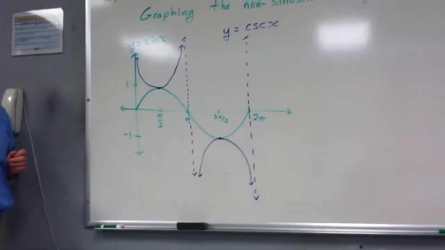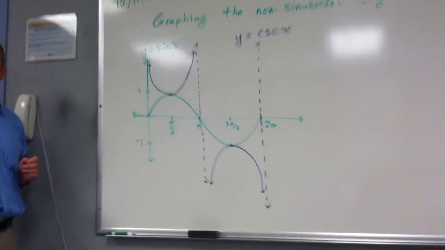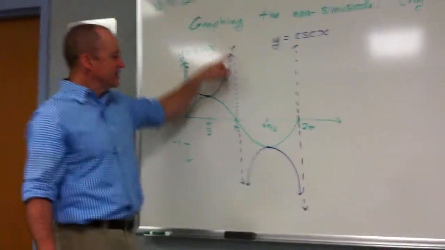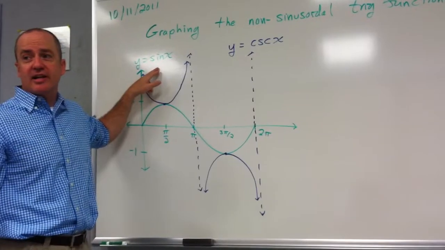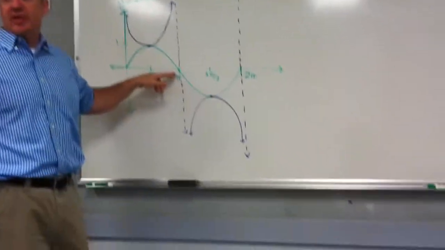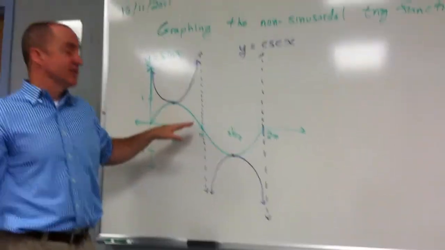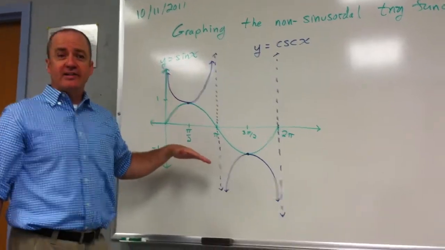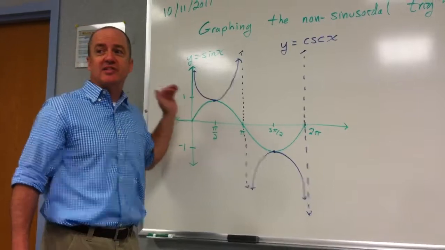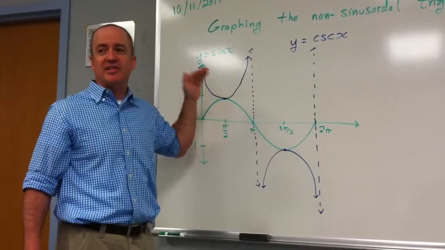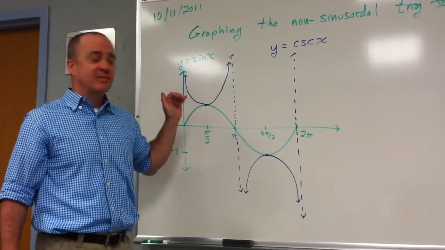Wait, but how are you getting where the vertical asymptotes are here? The vertical asymptotes on the cosecant are the zeros of the sine, where the sine equals 0. Now the problem with that is when we start shifting up and down, it's no longer going to be where the sine hits the x-axis. It's going to be where the sine wave hits the sinusoidal axis. That's a little bit tricky.